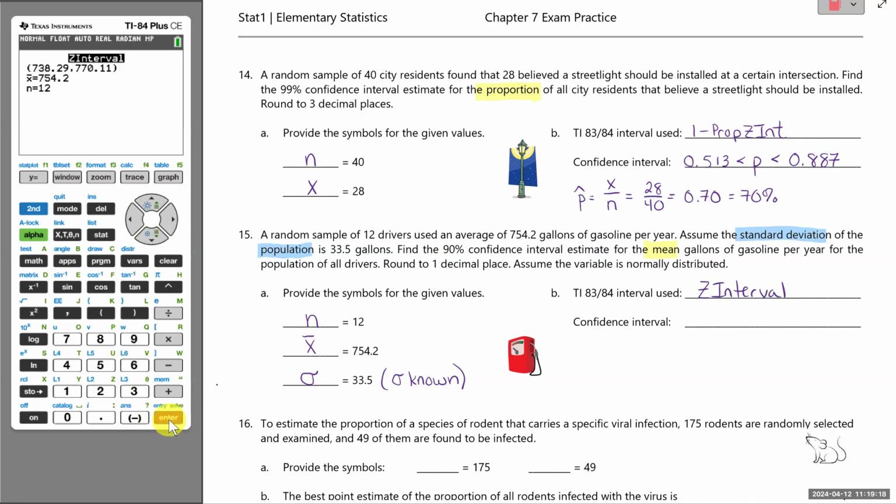All right, and we'll round to one decimal place, so lower limit, 738.3. So 738.3 for the lower limit, and then less than sign. And then the parameter being estimated is the true population mean. So in the last example, we were estimating a population proportion. Now we're estimating a population mean. So we want to just check our symbols there. And then our upper limit is 770.1.